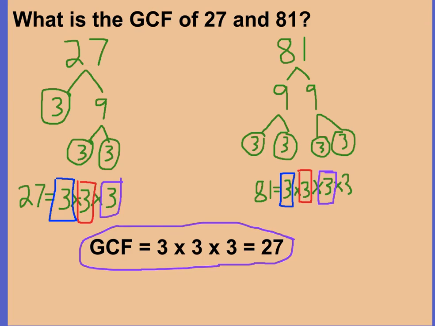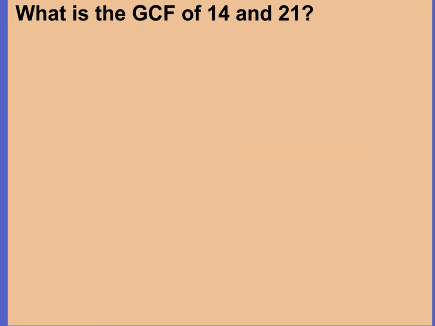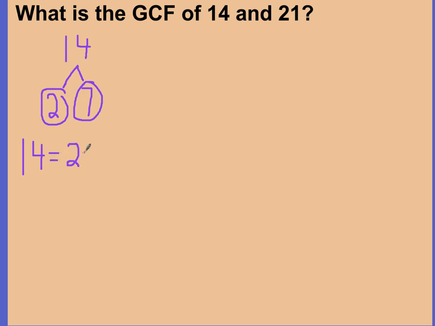All right, we have one more example to look at here. What is the GCF of 14 and 21? So let's go ahead and see. We have 14. That would be 2 times 7. Okay, so those are both prime. So I just have 14 equals 2 times 7. That's the only way to do that. Remember, the order doesn't matter here because of the commutative property of multiplication. We could do 2 times 7 or 7 times 2.